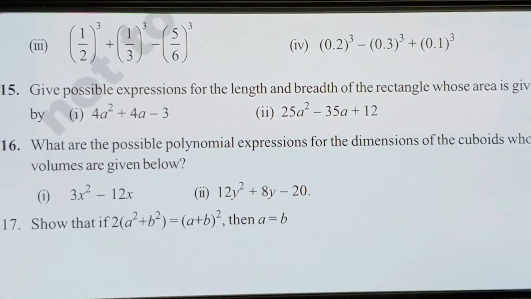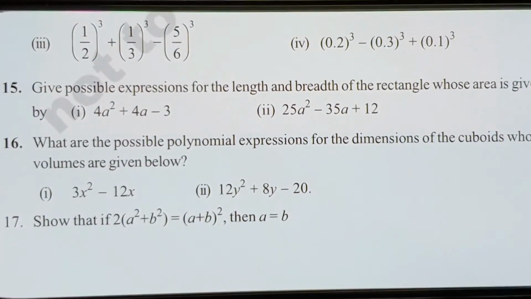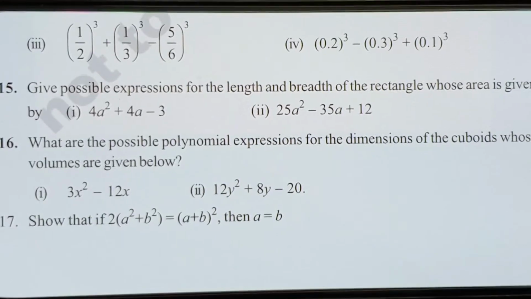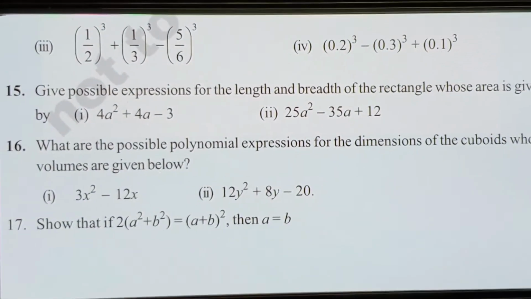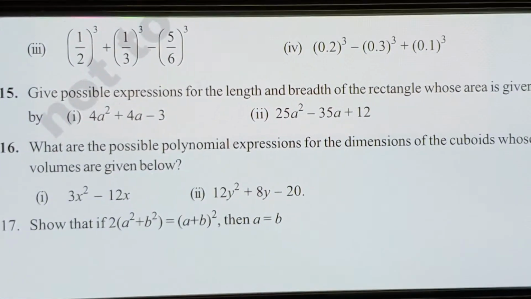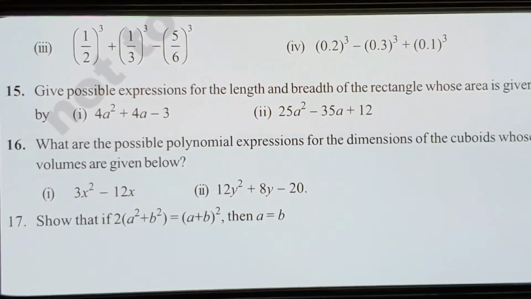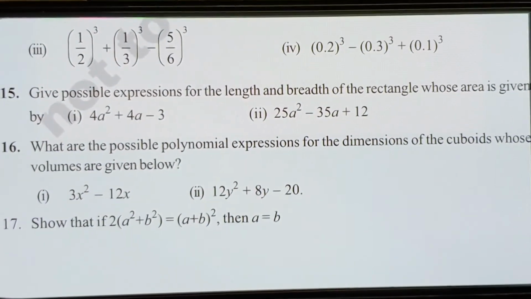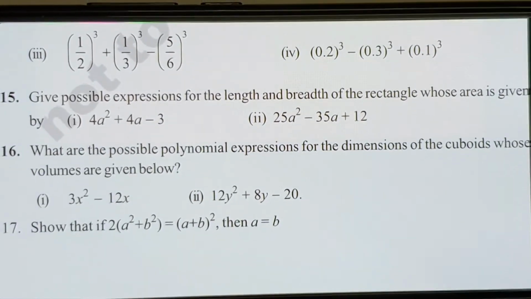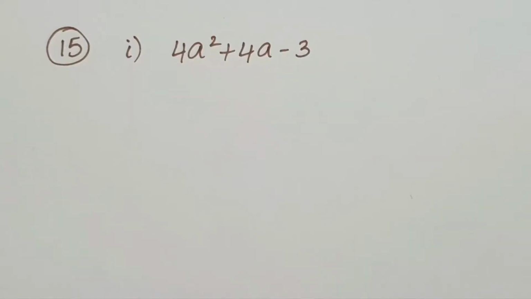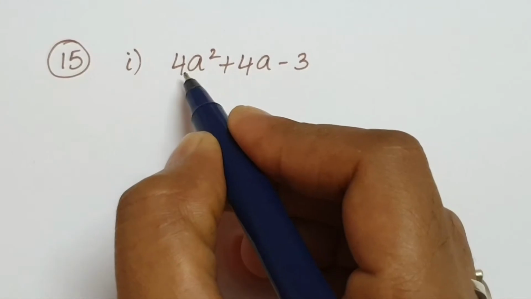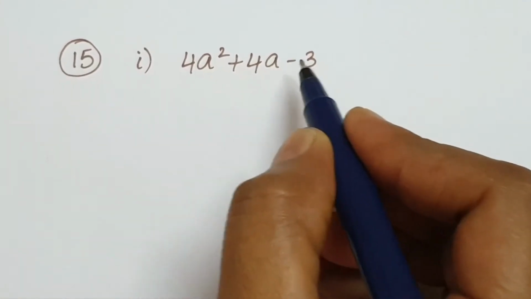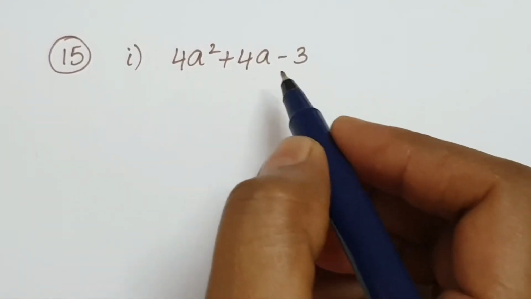Now the 15th one. Give possible expressions for the length and breadth of the rectangle whose area is given by 4a square plus 4a minus 3. That is the given area of the rectangle. Find length and breadth. See these answers. So first one: 4a square plus 4a minus 3 is the area of the rectangle.